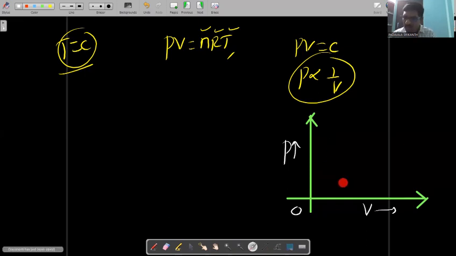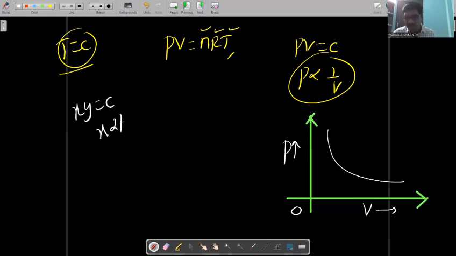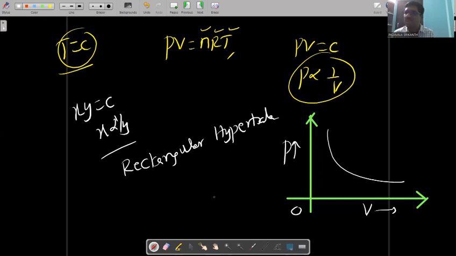So when pressure is reducing, volume is increasing, or when volume is reducing, pressure is increasing. So you will definitely get a graph like this, which is a perfect rectangular hyperbola. You know very well that xy equals constant means x is inversely proportional to y. So this graph has to be a rectangular hyperbola.